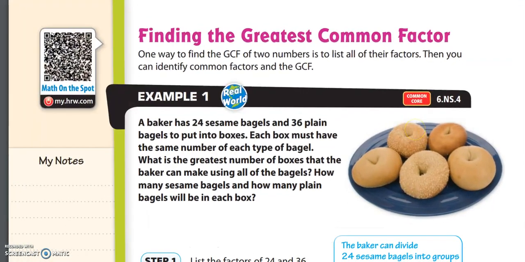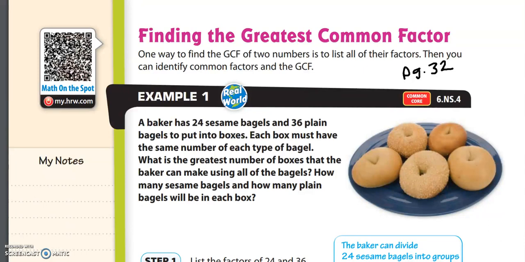This is lesson 2.1, greatest common factor, and we're on page 32. Let's go ahead and read example 1, check it out, and then try the problems at the bottom of the page. Finding the greatest common factor.